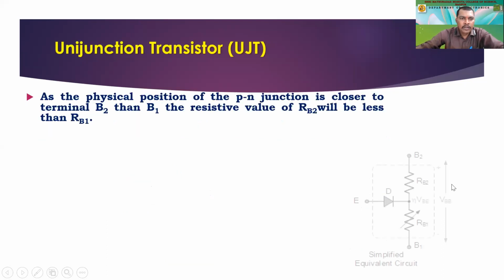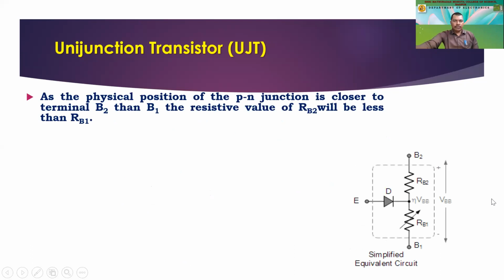We see that, as the physical position of the PN junction is closer to terminal B2 than B1, the resistive value of RB2 will be less than RB1, right? Since it is nearer to B2, we'll have less resistance compared to RB1. So we have RB2 smaller than RB1. This is what it means, since this PN junction diode is nearer to this B2 terminal.